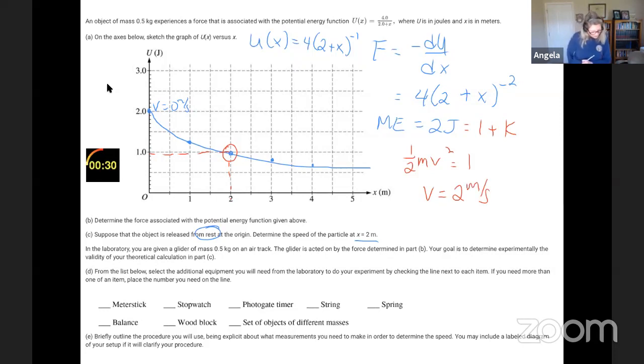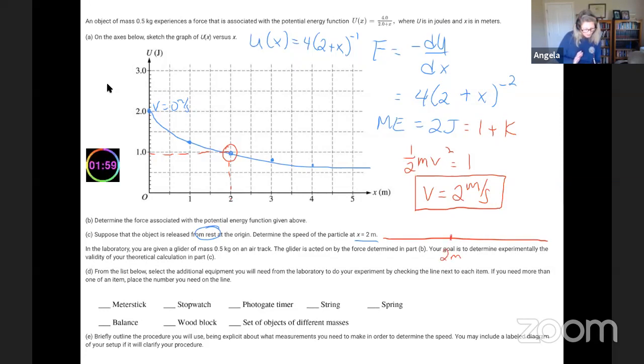In the laboratory, you're given a glider of mass 5.5 kilograms, and it's acted on by that force. Find the validity of this value, 2 meters per second. So we're trying to see if it's really going 2 meters per second when the object is at a position of 2 meters. Okay, so what do we need? If we want to know, let's see. Let me just draw a little glider here. Here's my 2 meters.